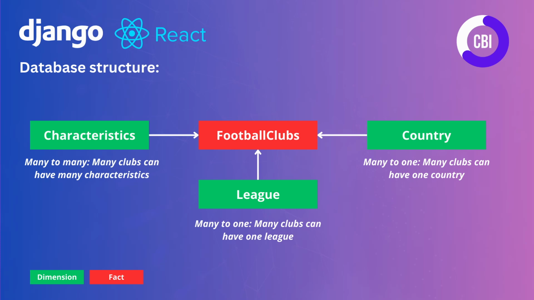Next, we will also have a few tables which contain some dimension data. So we'll have a table that stores all of the countries that we can pick from, all of the leagues that we'll be able to pick from, and also some characteristics about those football clubs. And those green tables will be foreign key tables that will link to the main table of football clubs.